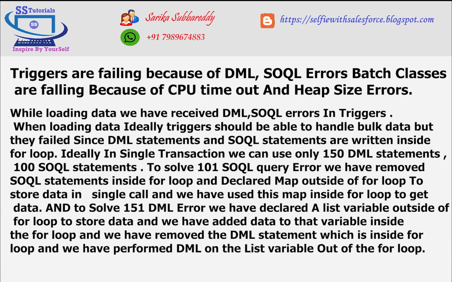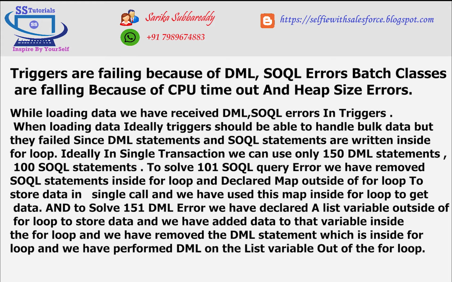Triggers are failing because of DML, SOQL errors. Batch classes are failing because of CPU timeout and heap size errors. While loading data, we received DML, SOQL errors in triggers. When loading data, ideally triggers should be able to handle bulk data, but they failed since DML statements and SOQL statements are written inside for loop. Ideally, in a single transaction, we can use only 150 DML statements and 100 SOQL statements.